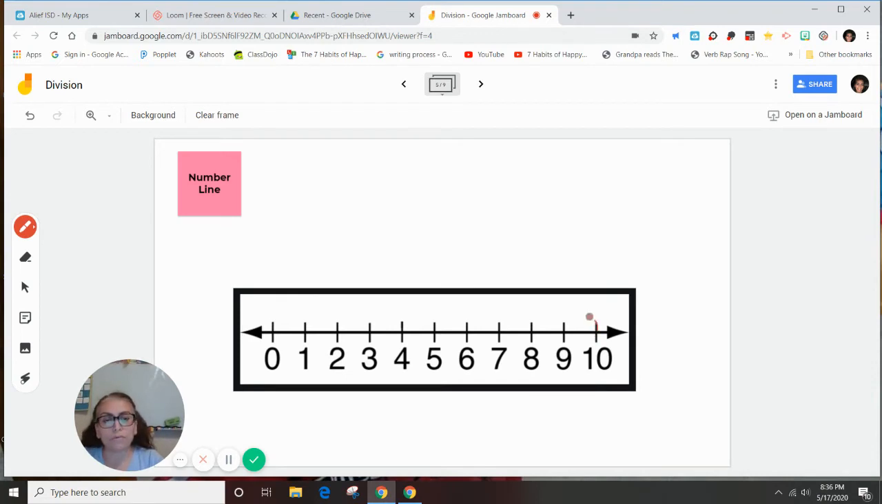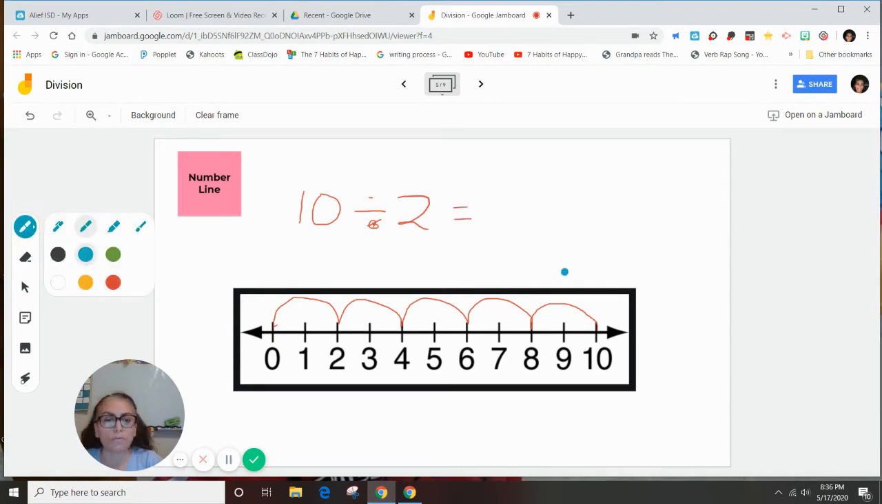I'm going to go back 1, 2, 1, 2, 1, 2, 1, 2, and 1, 2, and I got to 0. So this could be that I have 10 students and I want to divide them into groups of 2, right? How many groups am I able to make? Now I'm just going to count my groups. 1 group, 2 groups, 3 groups, 4 groups, and 5 groups. So that could be 10 divided by 2 equals 5.